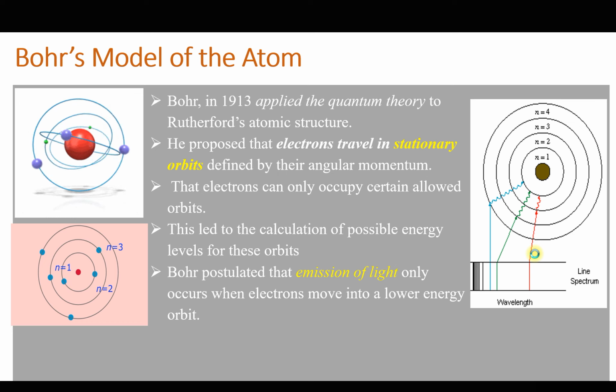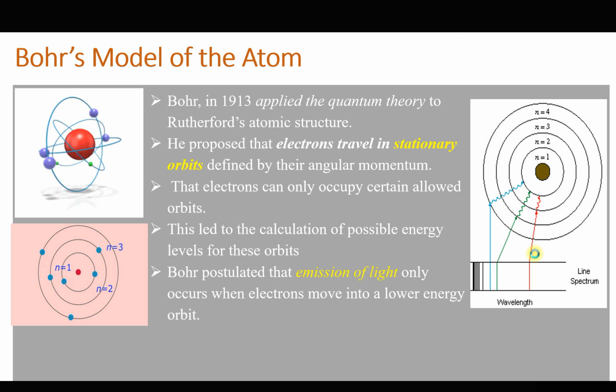So Niels Bohr postulated that emission of light or emission of electromagnetic radiation only occurs whenever there is a transition. In other words, whenever an electron moves from a higher energy level, or from a higher stationary state, or from a higher stationary orbit to a lower stationary orbit. But if an electron does not make any transition from a higher stationary orbit to a lower stationary orbit, then no energy can be lost, as the classical theory of electromagnetism would predict.